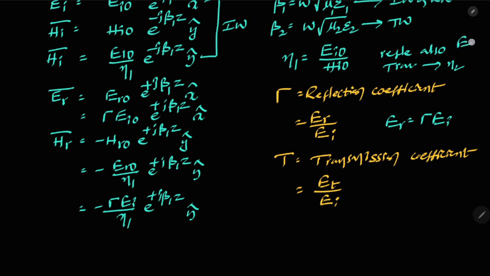That means Er by Hr; here Et by Ht we have to use. Anyhow, we have written Hr bar like this. These are the two equations we are going to use. These two equations we are using for the reflected wave.